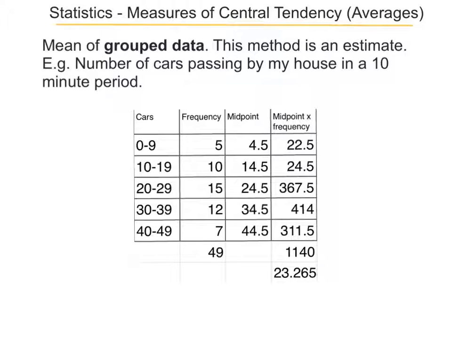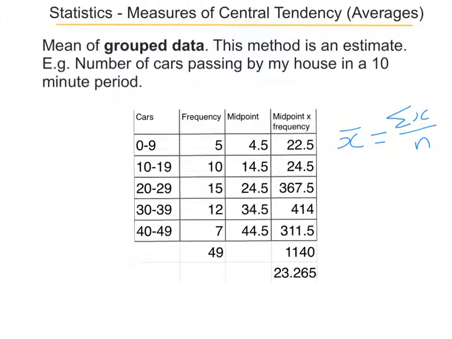So what we do is we introduce some extra columns. This one here, the midpoint, is an estimate of what these values would be. This one here is when we multiply the two together, because 5 times this estimate would give me an estimate of the value of those 5 values, or the total of those 5 values, and when I add them up, I'll get my sum here. Because we're trying to use this rule, the sum of all the x's divided by the number of terms, or the number of times we've counted something.